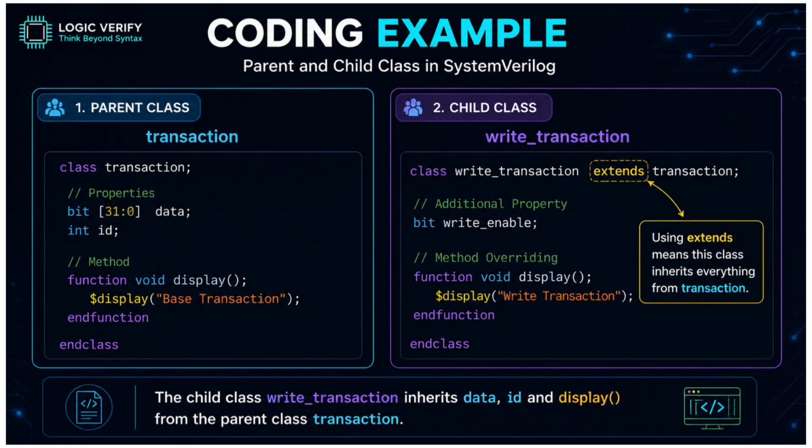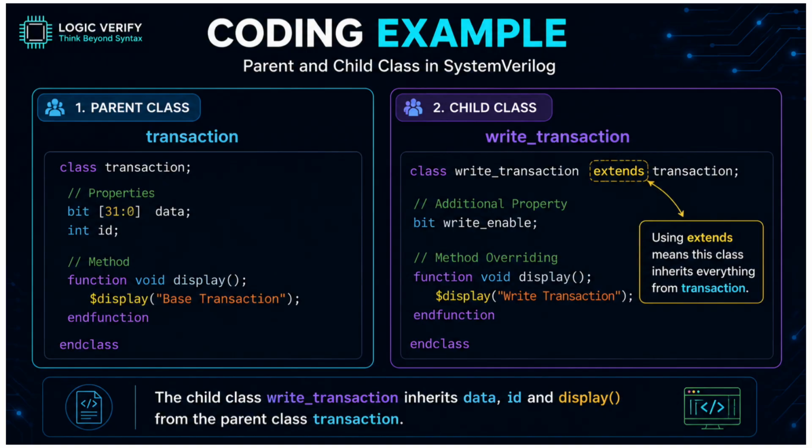First I create a base class, which is class transaction. Inside this I declare two properties, 32-bit data and integer ID. Now I write the method, function void display. Inside it I am displaying base transaction. Then I close the function and finally end class. So this is my parent class transaction.